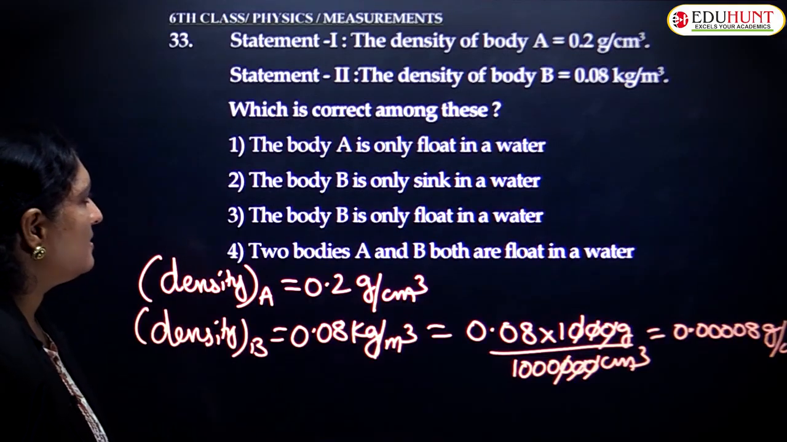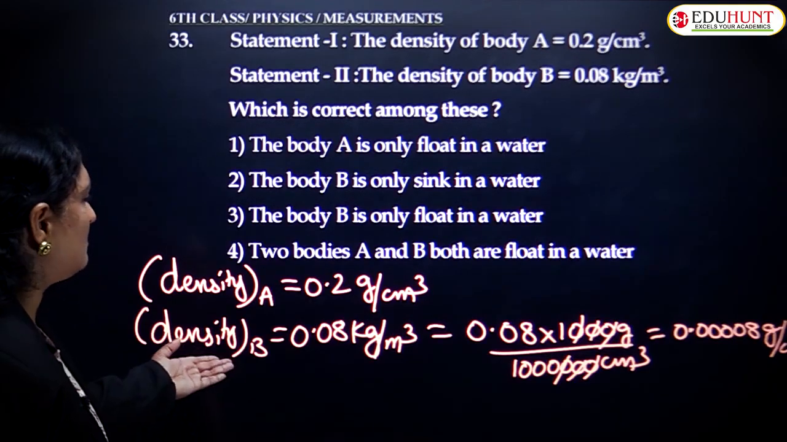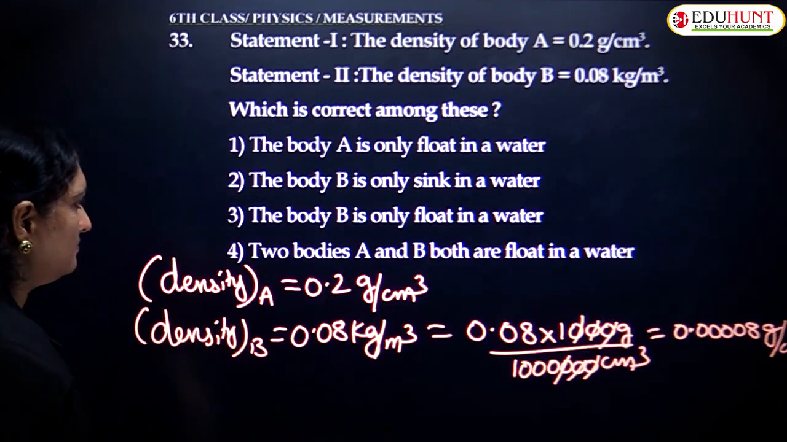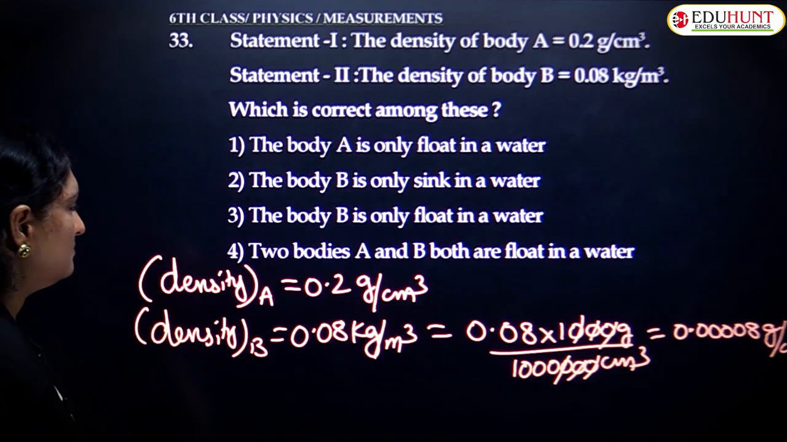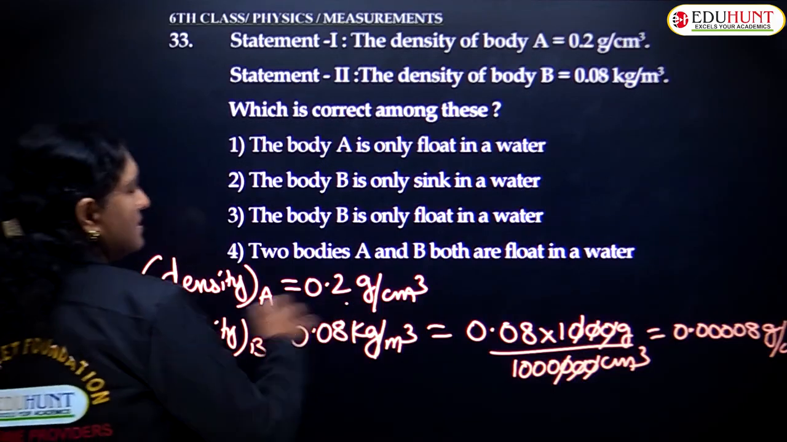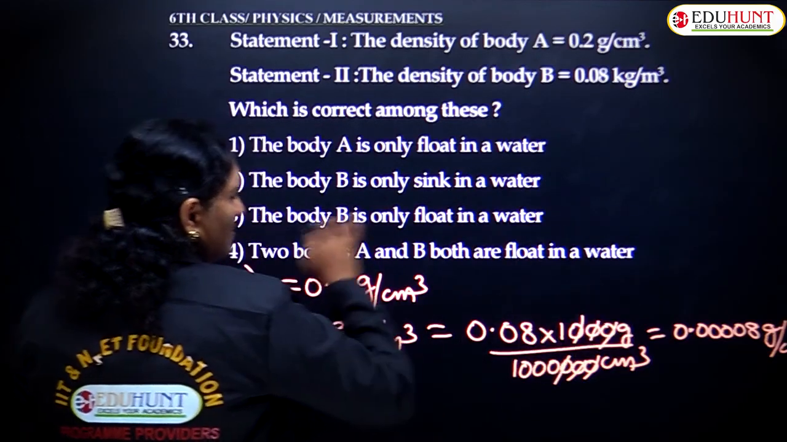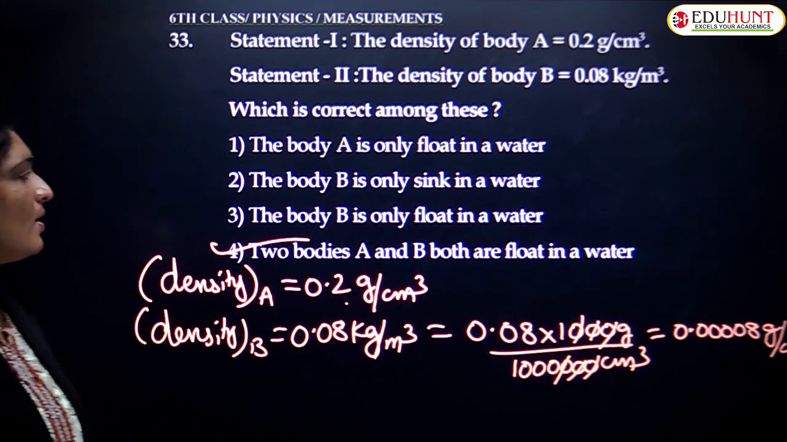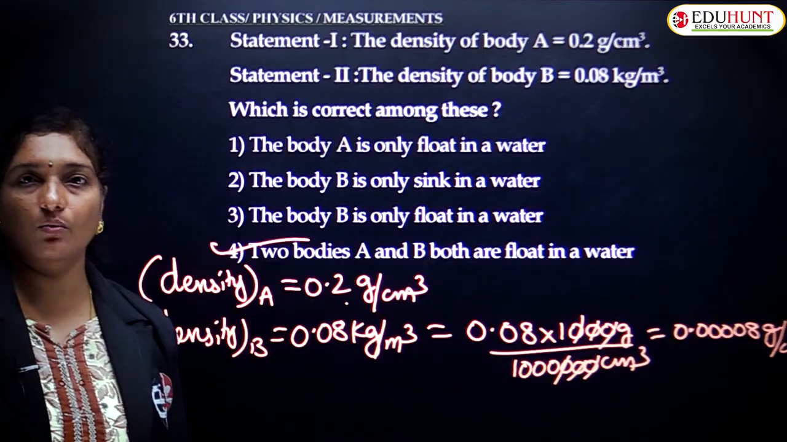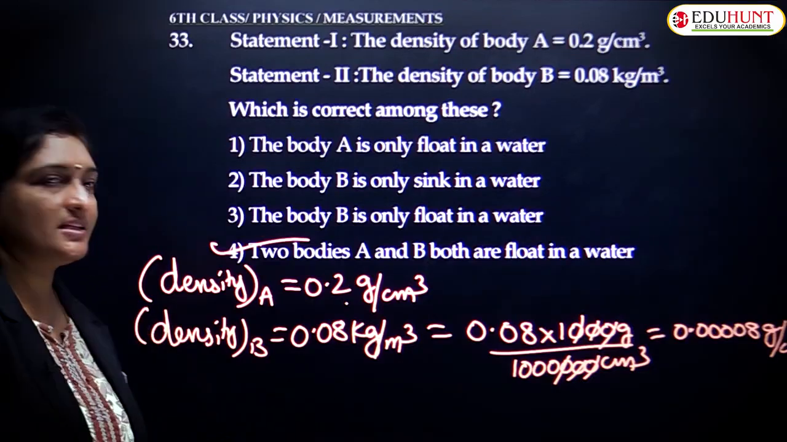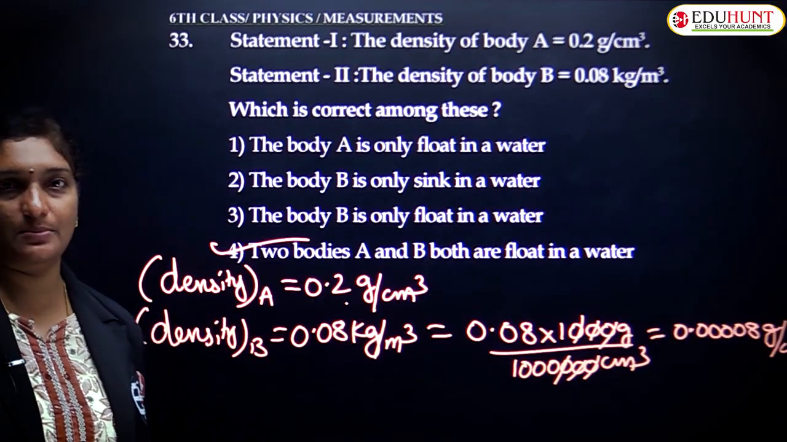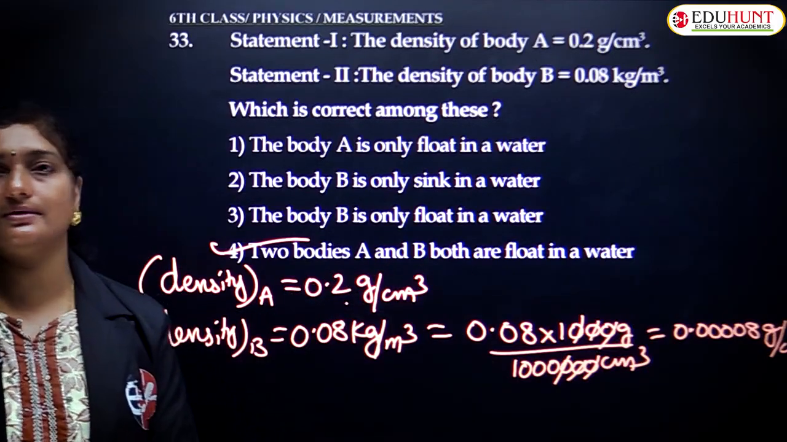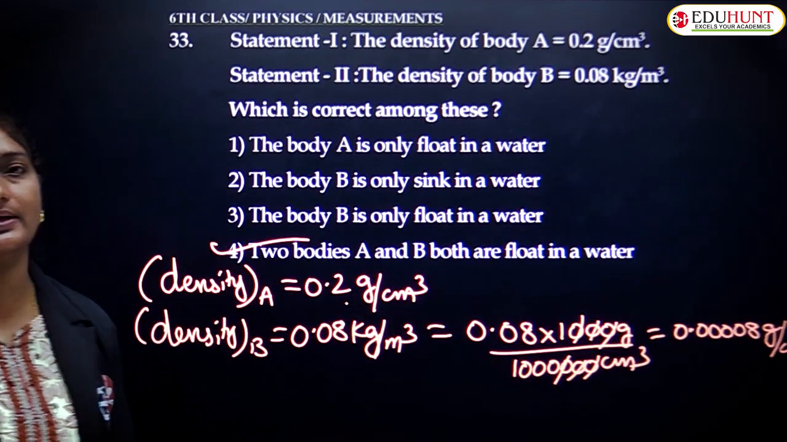So does body A float in water? Yes. And body B? Yes, this will also be floating in water. Both are lesser than 1 gram per centimeter cube. Hence, the correct option is 4: two bodies A and B both float in water. Because the density of water is 1 gram per centimeter cube, the density of body A as well as body B is lesser than the density of water. Hence, both the objects will float in water.